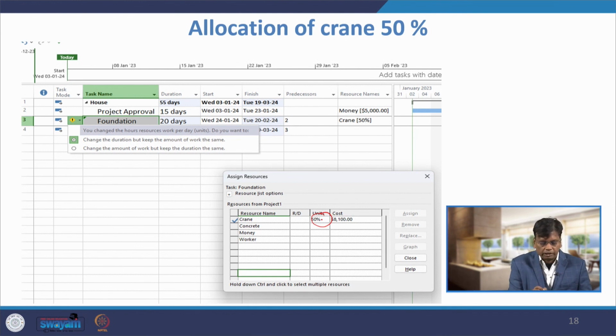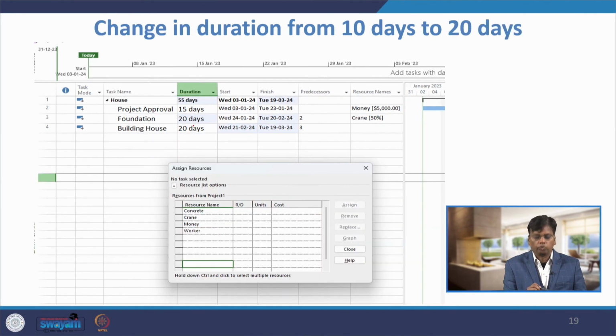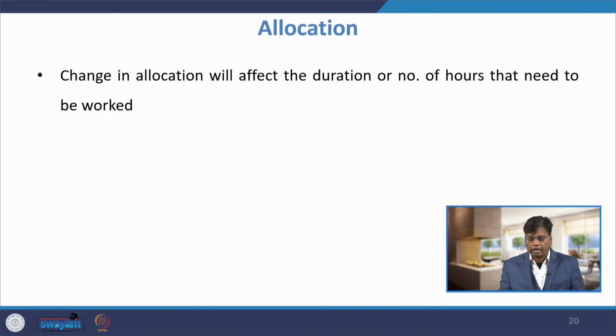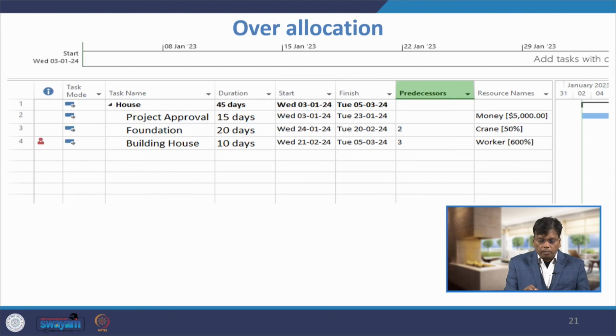You see the option is popping up. We usually change the duration but keep the amount of work the same. Since I selected this, the duration has become 20 days. That is the point here: a change in allocation will affect the duration or number of hours that need to be worked. For example, for building the house, assume that we need workers. We have 5 workers, that is 500%. Suppose you allocate 600%, then instead of 5 workers we are allocating 6 workers.